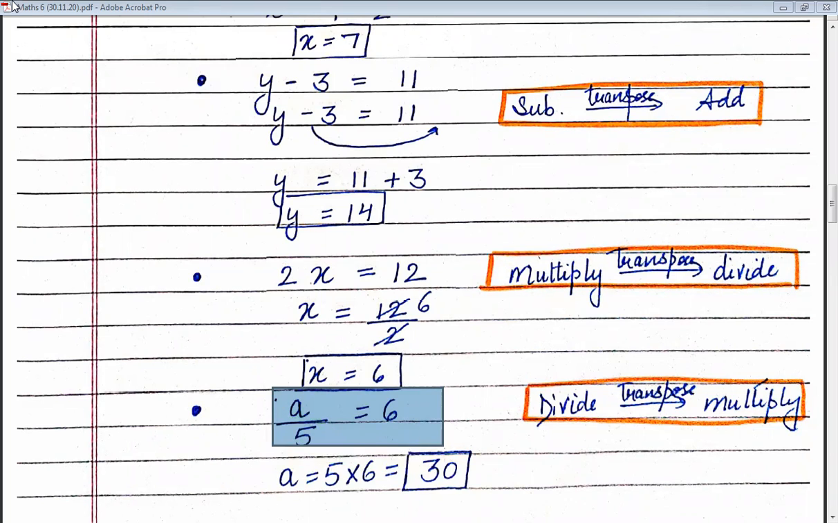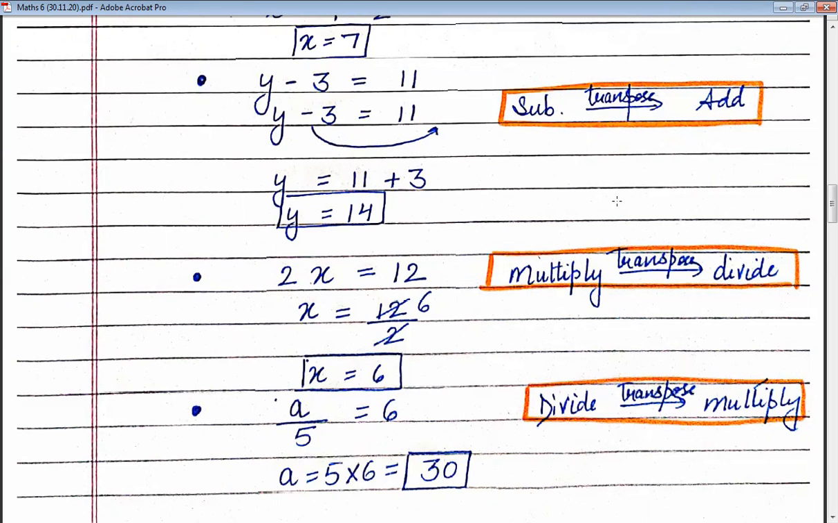Okay, so now let's see what your answer becomes. A is equal to 5 multiplied by 6, which is equal to 30. So children, you can say that 30 is the solution of this linear equation. So I hope children, you are clear with the transpose method.